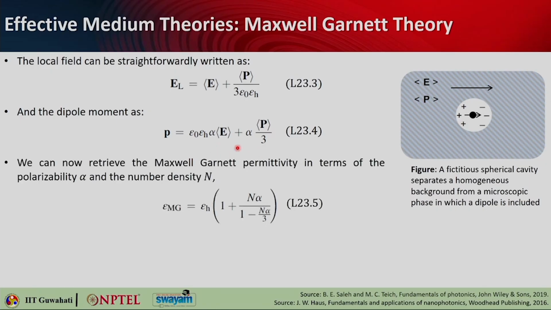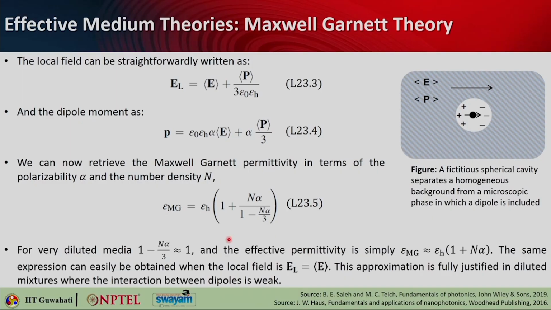From this expression, you can retrieve the Maxwell-Garnett permittivity in terms of the polarizability alpha and the number density N. So, epsilon_mg is the host permittivity epsilon_h times (1 plus N alpha over 3... ) that is, epsilon_mg = epsilon_h (1 + N alpha)/(1 - N alpha/3). I am not showing the overall calculation here, but it can be obtained from this formula. In the case of very diluted media, N is very small, so you can consider the denominator close to 1. In that case the effective permittivity will simply be epsilon_h (1 + alpha N).